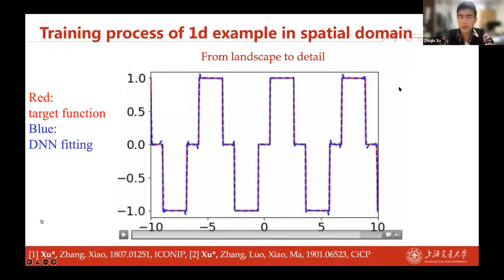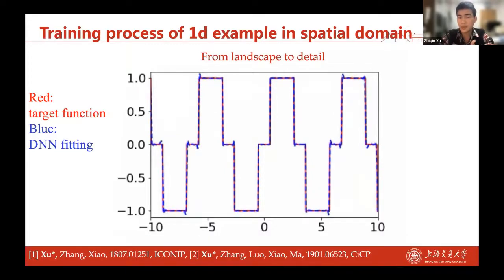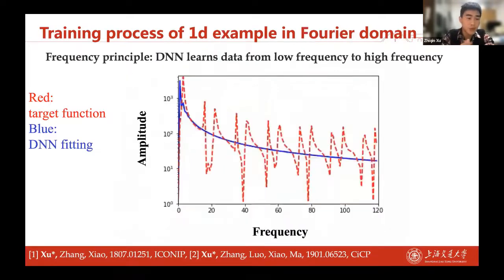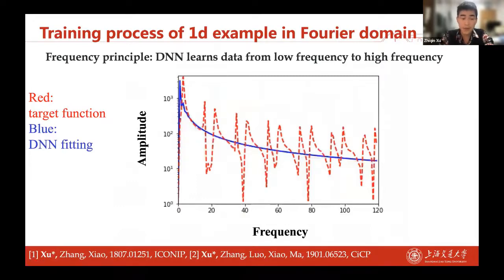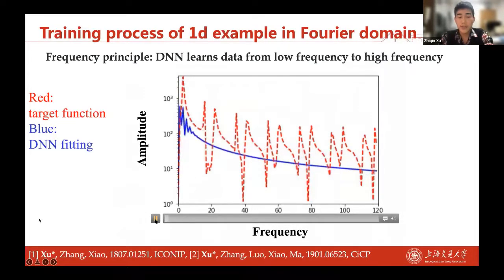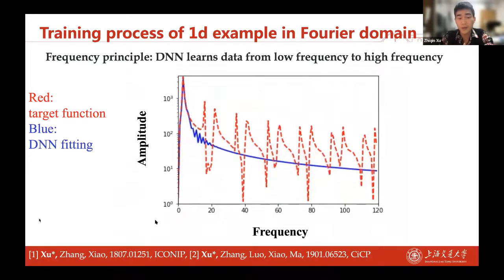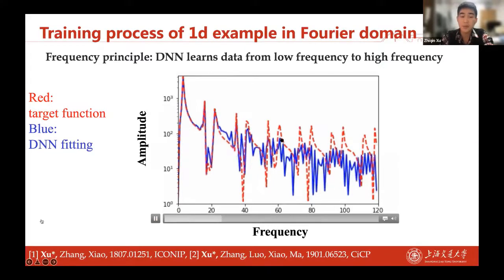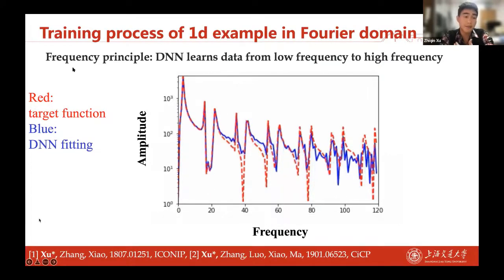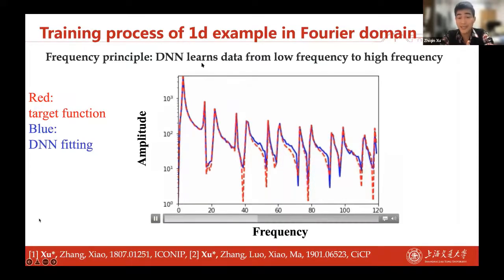So naturally it will be easy to use frequency to describe this landscape and detail. So we perform a Fourier transform of both the target function and the neural network output. This red curve is the FFT of the target function, and this blue curve is the FFT of the neural network output. Similarly, this is also a movie. And we can see that the neural network captures low frequency very quickly, and after some time, it captures more and more frequency. So we conclude from this very simple experiment the frequency principle: neural networks learn data from low frequency to high frequency.